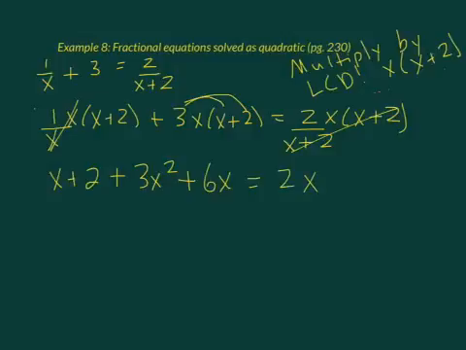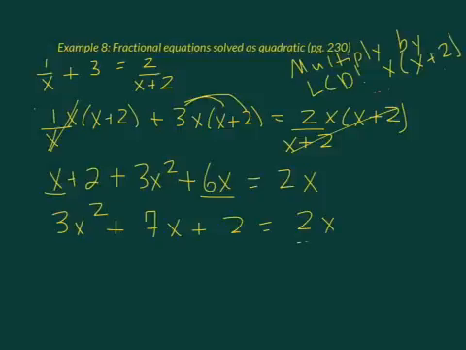Now, let's go ahead and combine like terms on the left and rearrange it so we put our x squared first. Plus, let's see, 7x plus 2 equals 2x. You already know what we're going to do with that 2x. We're going to minus it over. So now we have the quadratic equation, 3x squared plus 5x plus 2 equals 0.